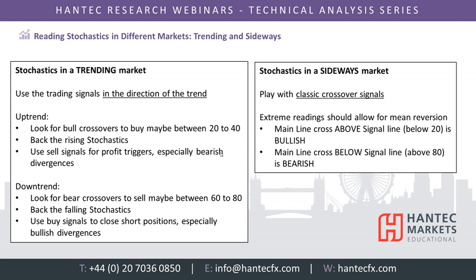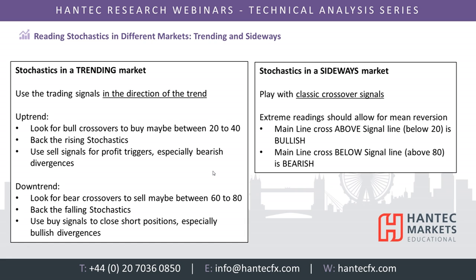You're trying to trade in the direction of the trend, and I think stochastics, if used in the right way, can be a very effective tool for doing that. So basically, you're looking for positive signals in an uptrend, and you're looking for negative signals in a downtrend. Similarly, in a sideways market, though, you're looking for different signals. You're looking for classic crossover signals.